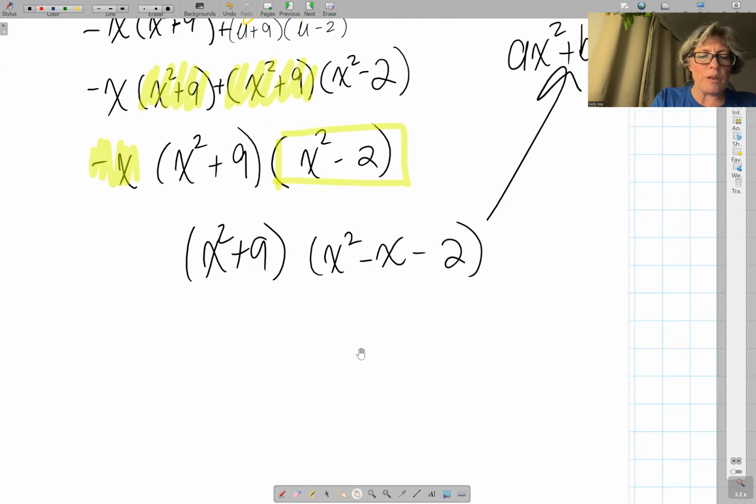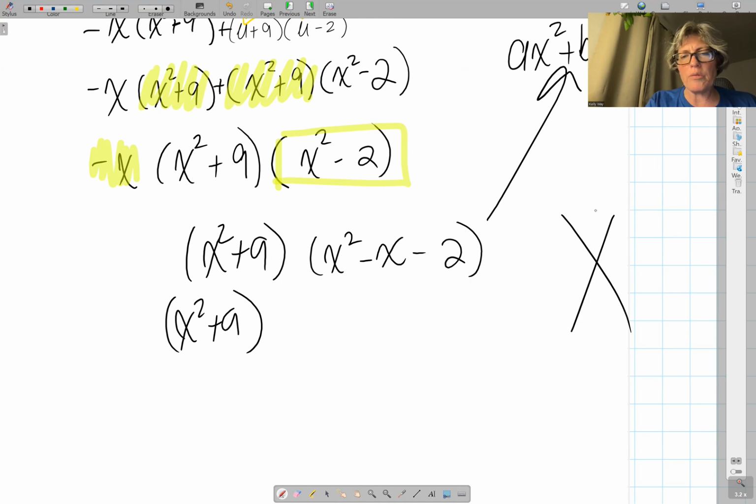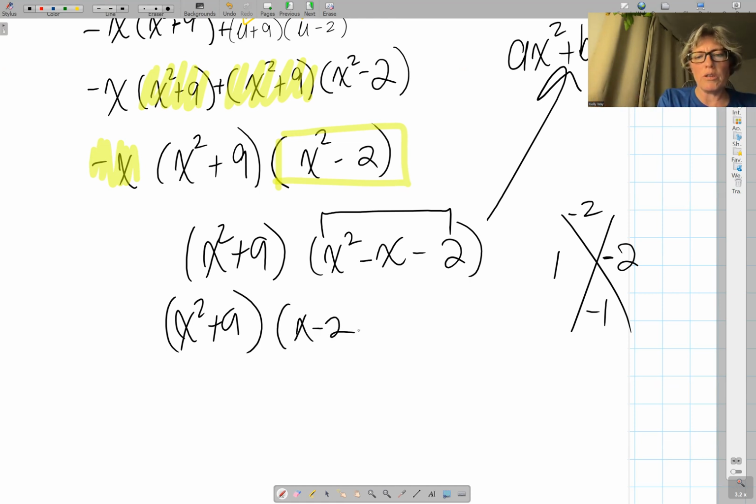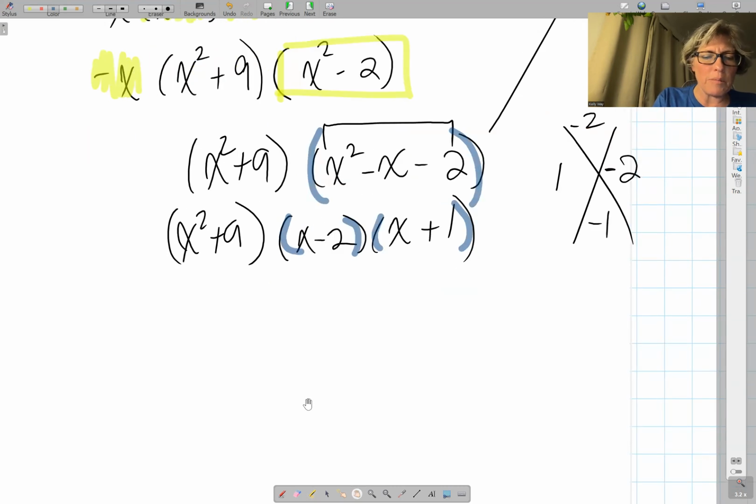Then we factor this. x squared plus 9, and we have a times c, negative 2. We have our b right there, which is negative 1. We know we have a 2 and a 1. Our larger needs to be negative, so it's going to be x minus 2 and x plus 1. There is the complete factoring right here with these two. And all of that, keep in mind, is equal to 0.